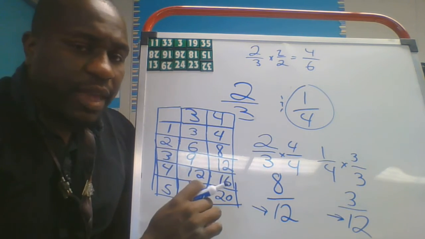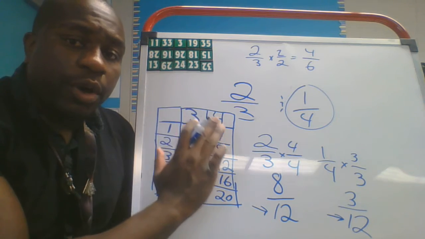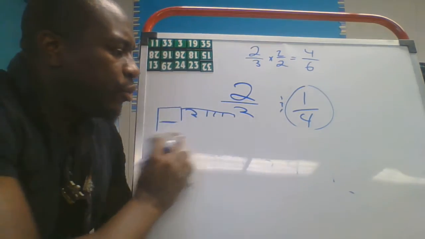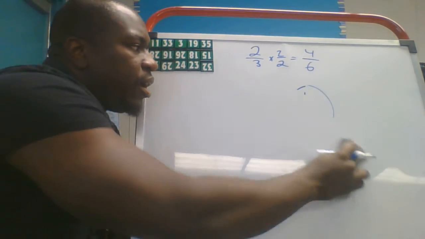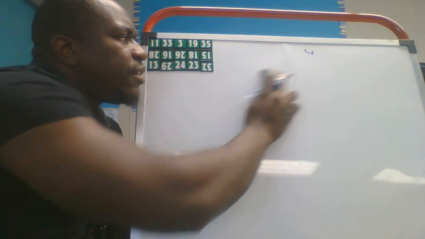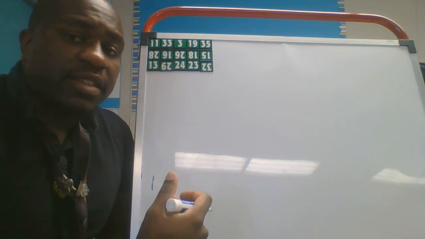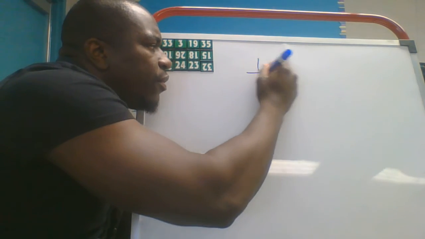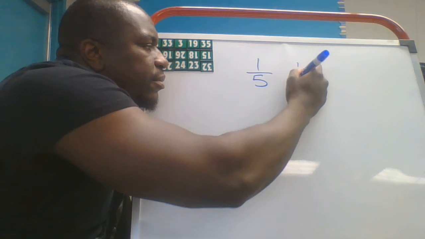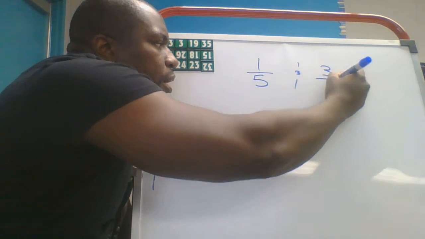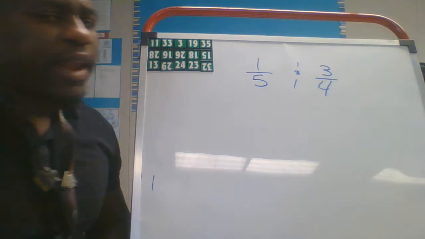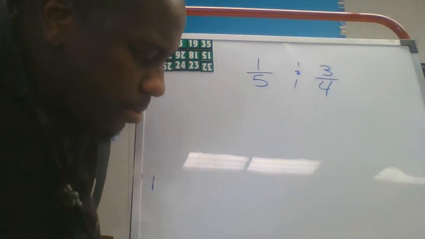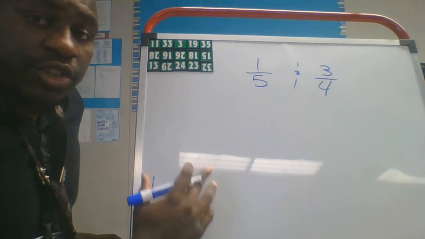is 3/12. Okay, I'm going to give you one more problem to work on your own. And I want you to pause as we go through the steps. Once you are finished, if it's not making sense, please write down some questions that you're having so that we can discuss them in small group. So if I have 1/5 and 3/4, and I want to know what is the common denominator between these two.